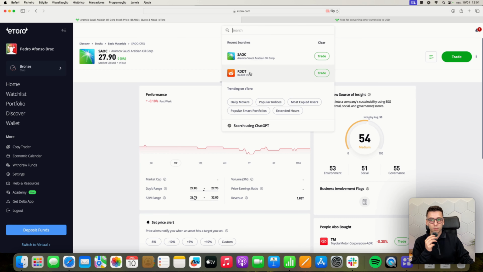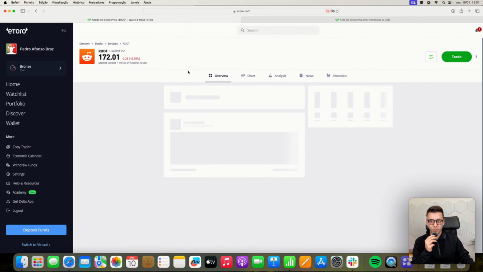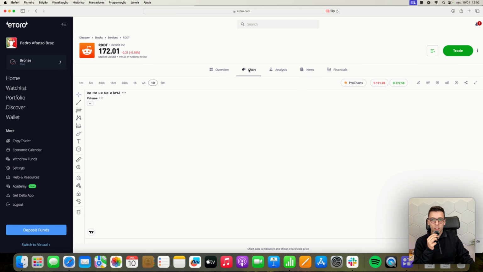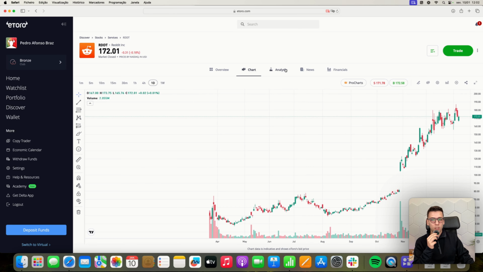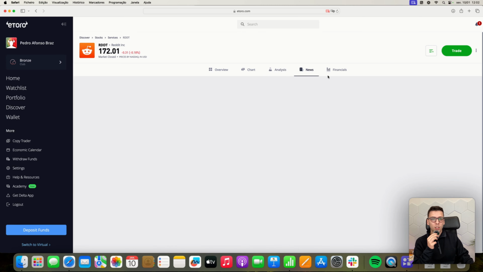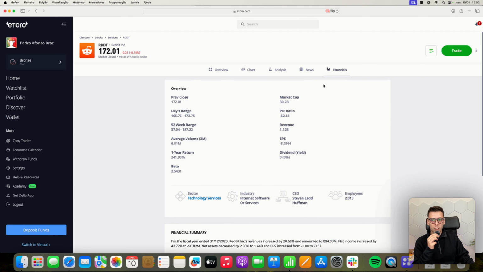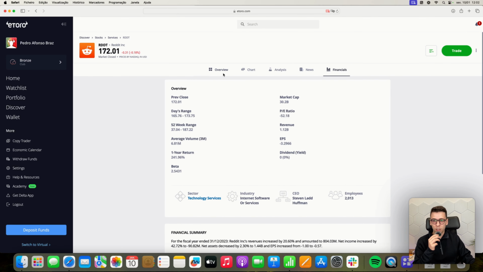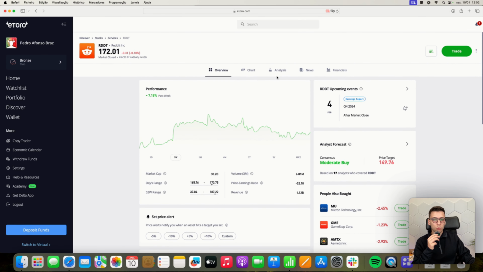In this case, let's say that you are ready to buy a stock. I will be buying Reddit stock. So on this page, as you can see, it shows information about Reddit. It's quoted on the Nasdaq, it's quoted in US dollars, and there are many different types of information. So you can see the charts, you can see different analysis by different users, by the eToro platform. News and even financials of the company, such as the market cap, the PE ratio, so many different types of financials. And let's say that you want to invest in the company.